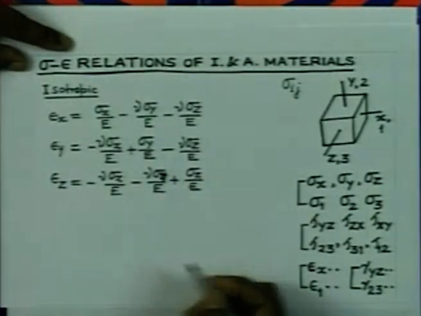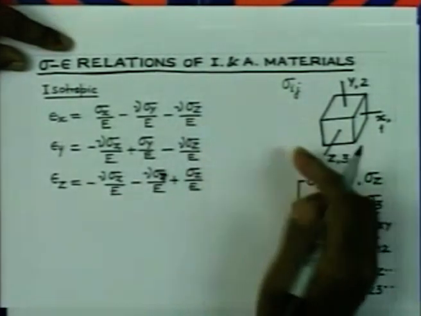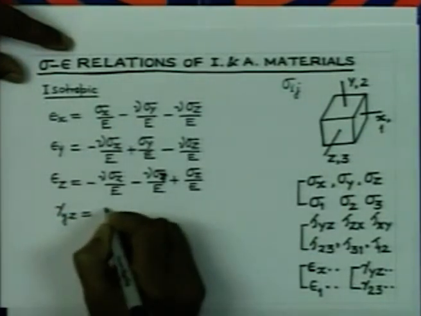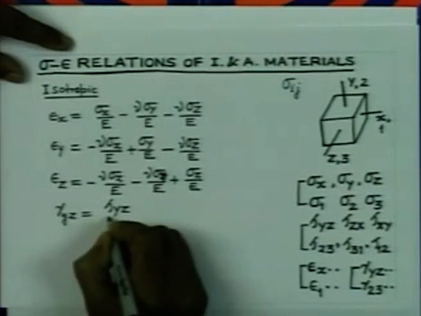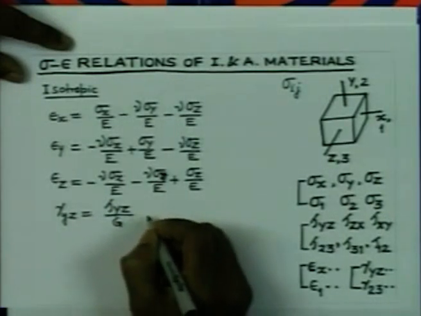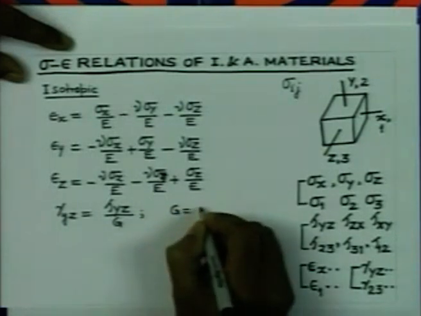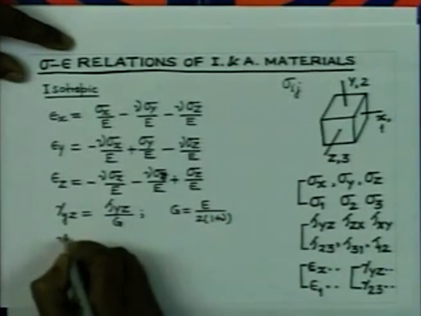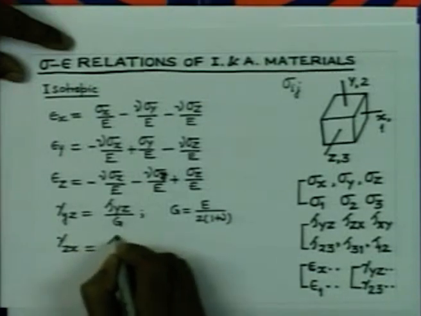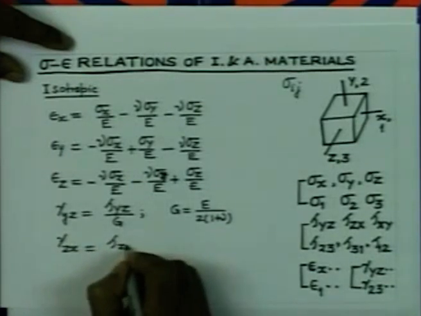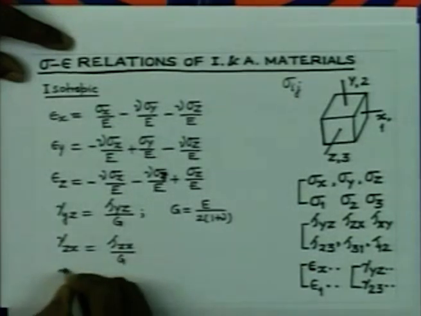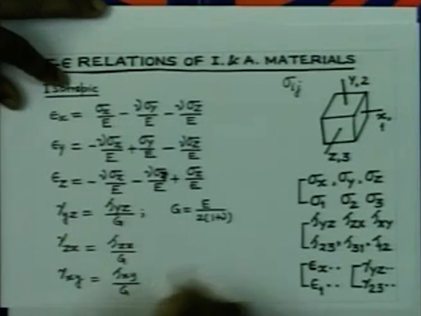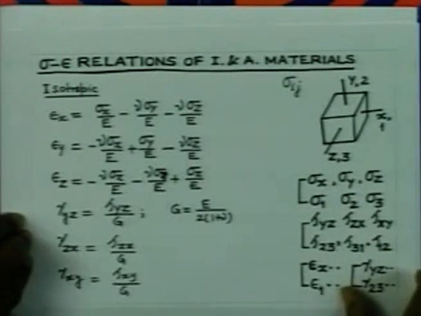So, these are the normal strains, and you see that there is no influence of the shear stresses. Now gamma yz is going to be tau yz by G. G is the modulus of rigidity, and you will see that G is nothing but E by 2 into (1 plus nu). Similarly, gamma zx is going to be tau zx by G, and gamma xy is nothing but tau xy by G. So, these are the 6 stress-strain relations.